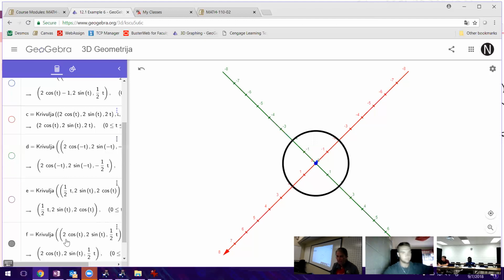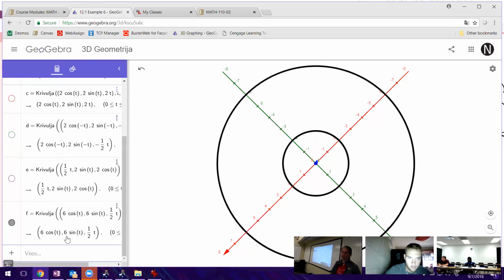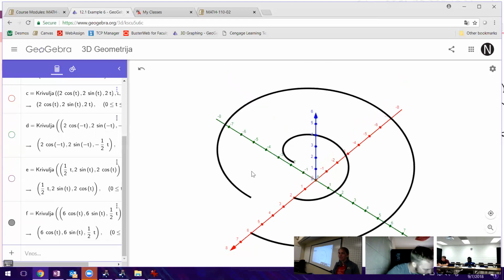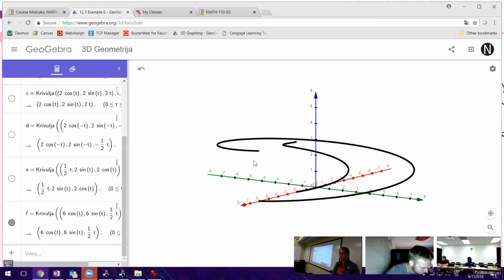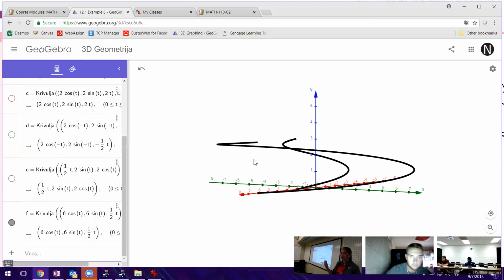So essentially, we're going to have the same picture, but now my circle is going to have a radius of 6 instead of a radius of 2. Right. So my circle gets bigger. Okay, and there we go. But it still has that same stretched out spring shape, still goes up to the same point because the z component hasn't changed there. Okay.